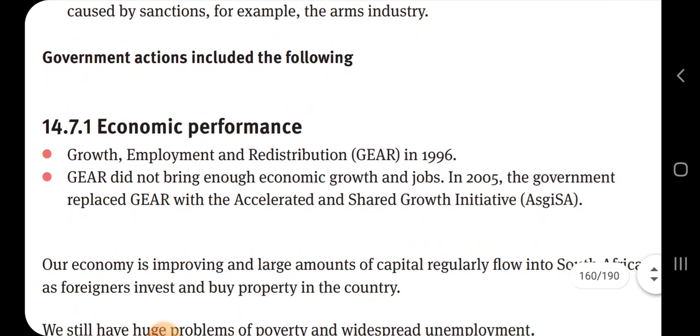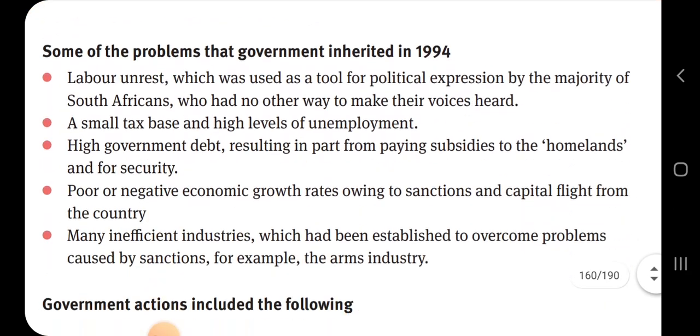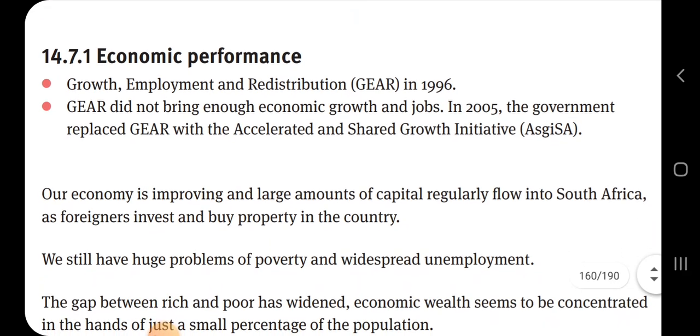Government actions to address macroeconomic adaptation is the economic performance. Growth, Employment, and Redistribution, GEAR, in 1996. GEAR did not bring enough economic growth and jobs. In 2005, the government replaced GEAR with the Accelerated and Shared Growth Initiative.